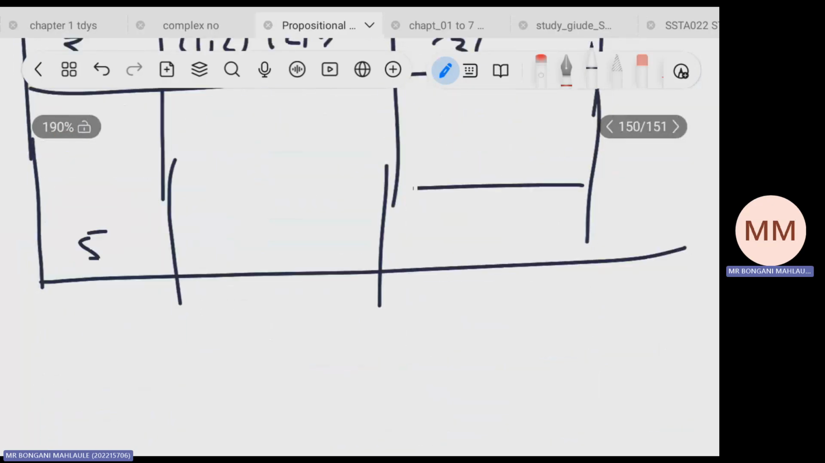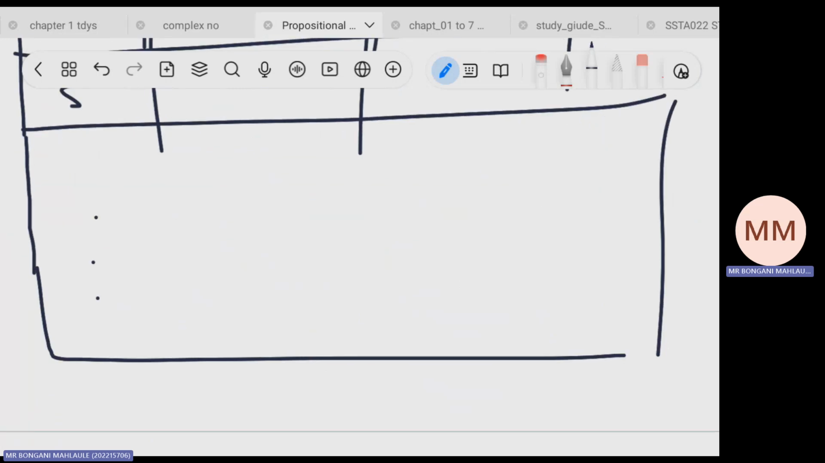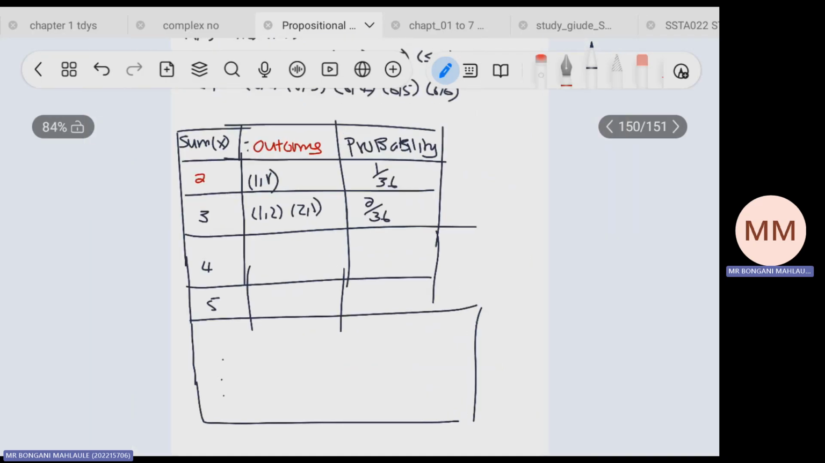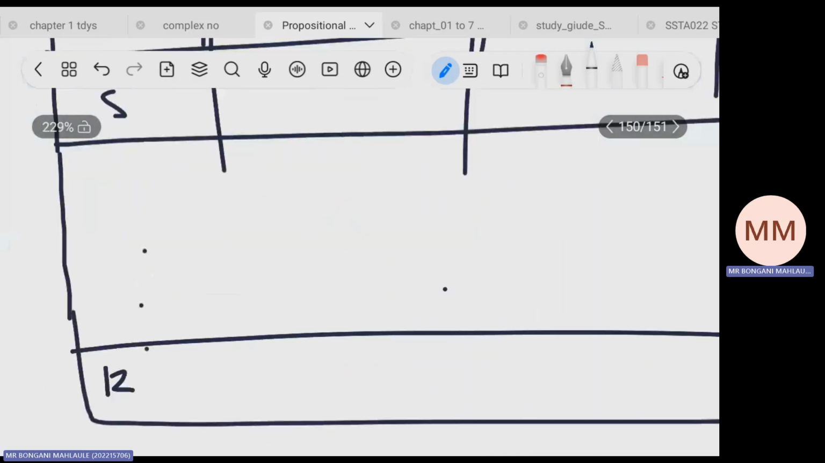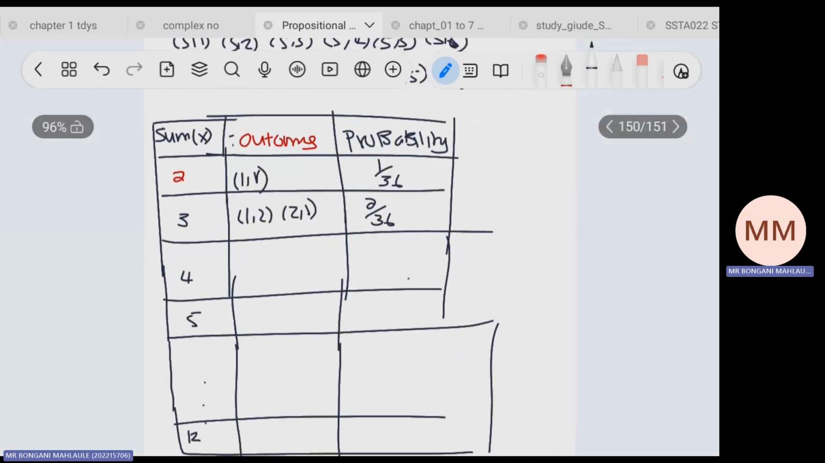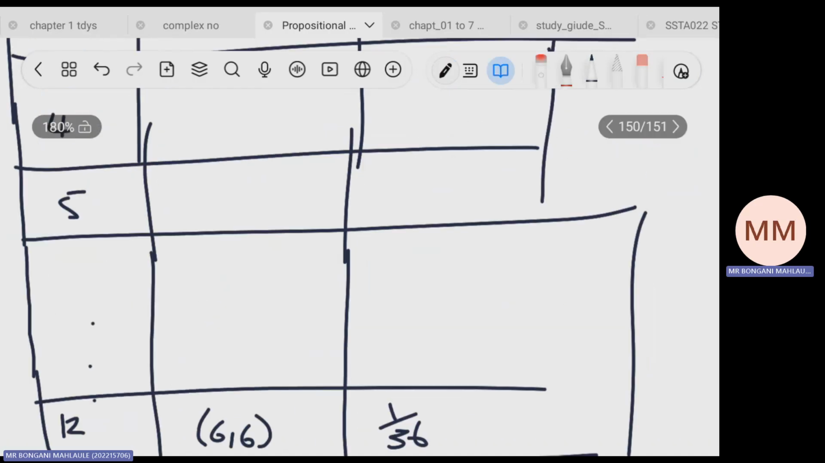So you do this from 2 up to 12. And on the last one, the only outcome that will give us 12 when we add is 6 and 6. So this will be 1 over 36, when we look at the probabilities.